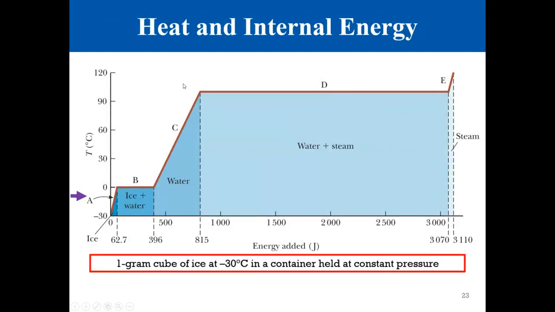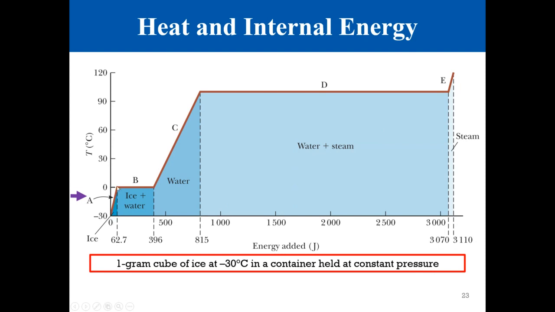Let's consider this example here in more detail so that we understand this game. We have 1 gram of ice at minus 30 degrees Celsius, and it has gone through this sequence of processes. So let's understand it together. First, ice temperature is raised from minus 30 to 0. This is the first process.